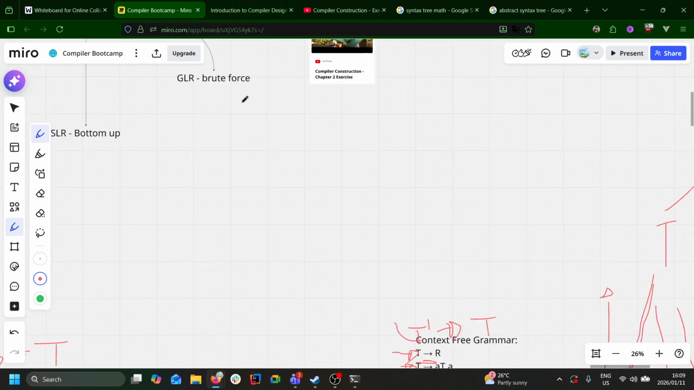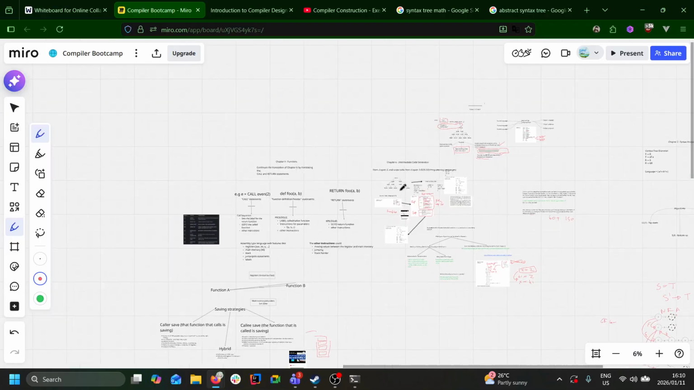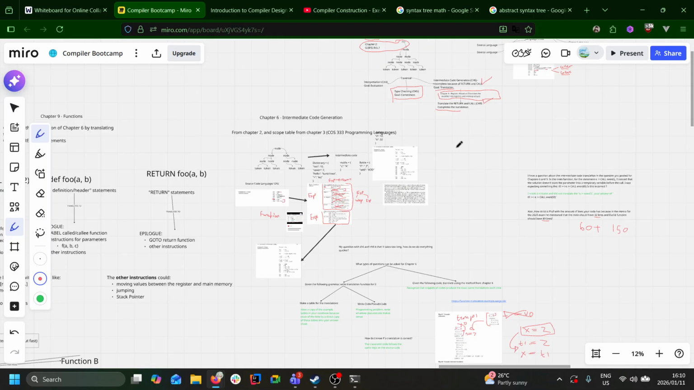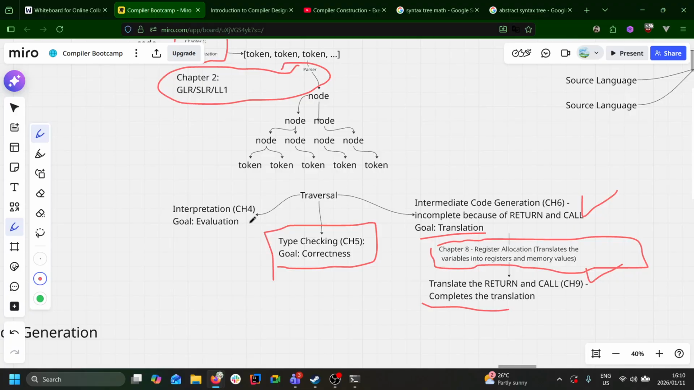And when I teach these three chapters, again, this is why I say they're all just traversal. What is the goal? Here we're just evaluating. Here we're checking correctness. Here we're just translating as well.